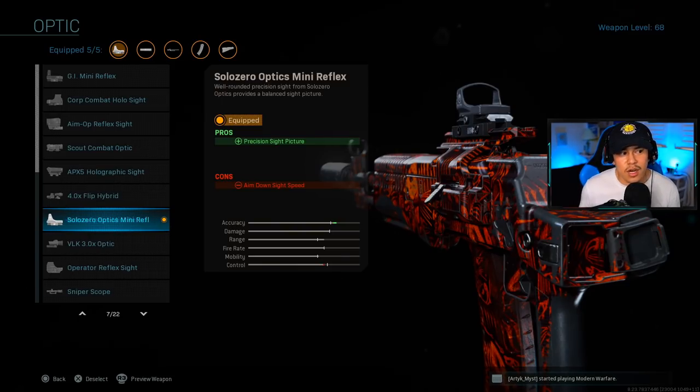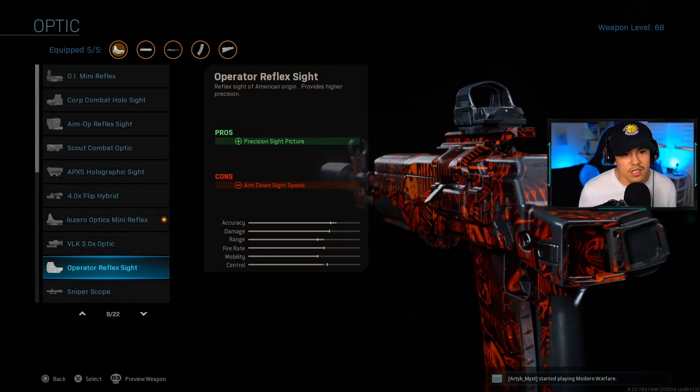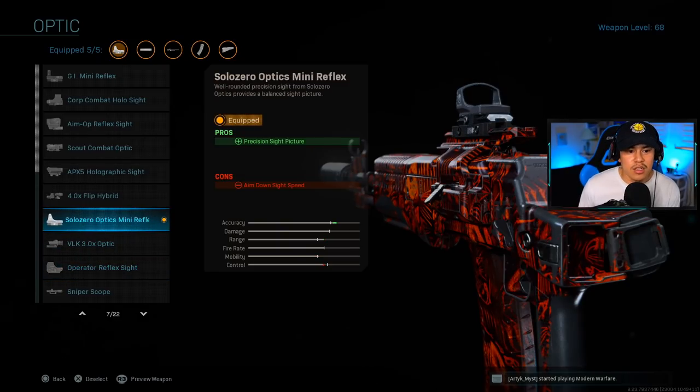So if you're going to choose an optic, I do recommend using either the Solo Zero optics or the Operator Reflex sight. The main reason is because both of these attachments here offer the least amount of aim down sight speed negatives to it. It's only about 4 milliseconds compared to the rest here, which are 9+ milliseconds negatives. So that's definitely something to consider.